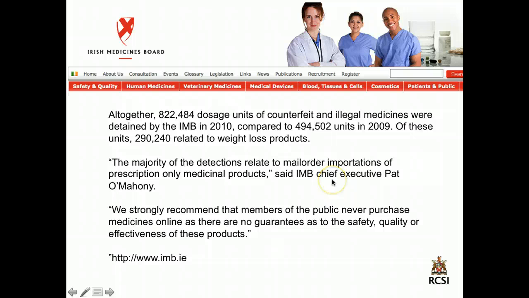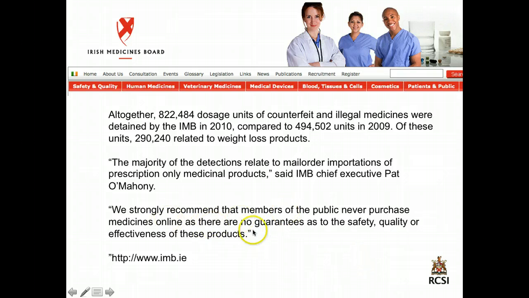The chief executive at the time, Pat O'Mahony, has said the majority of the detections relate to mail order importations of prescription only medicines. So people, not only will they be able to research what's wrong with them when they encounter you, they'll also be able to research what drugs they can take to make them feel better. And of course, the quality of those drugs we have absolutely no control over. And the strong recommendation from the Irish Medicines Board is that members of the public never purchase medicines online, as there's no guarantee of the safety, quality, effectiveness of these products.